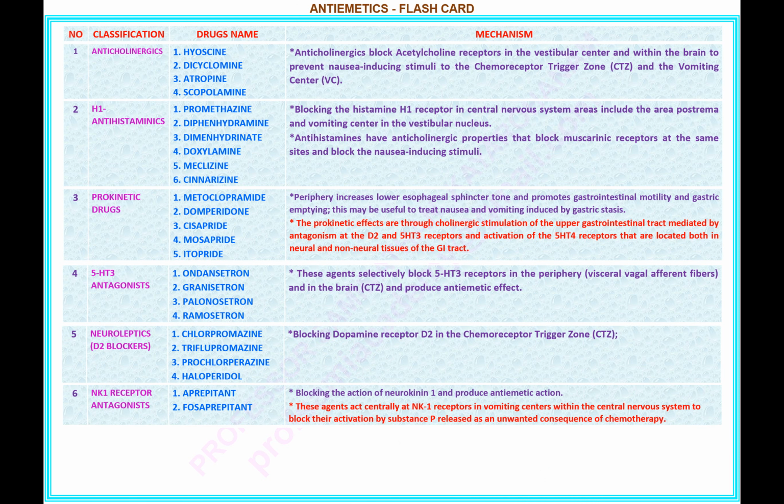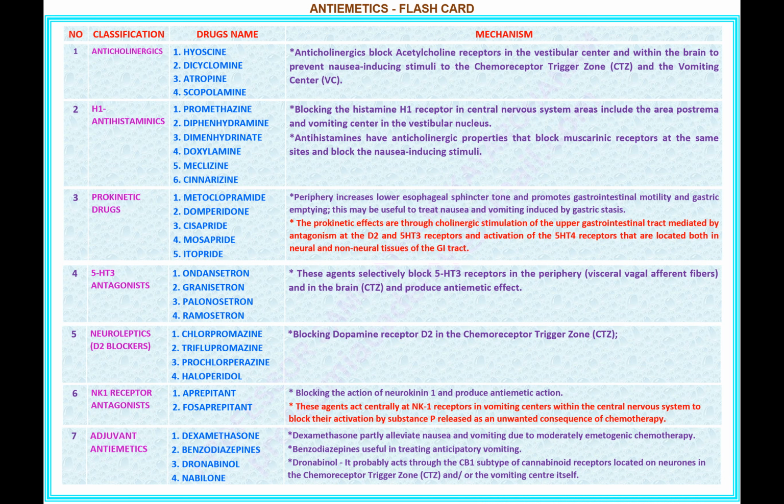Number 6. Name of the classification, neurokinin 1, known as NK1 receptor antagonists. Drug's name under this classification: 1. Aprepitant, 2. Fosaprepitant. Mechanism of neurokinin 1 receptor antagonists: blocking the action of neurokinin 1 and producing antiemetic action. These agents act centrally at neurokinin 1 receptors in vomiting centers within the central nervous system to block their activation by substance P released as an unwanted consequence of chemotherapy.